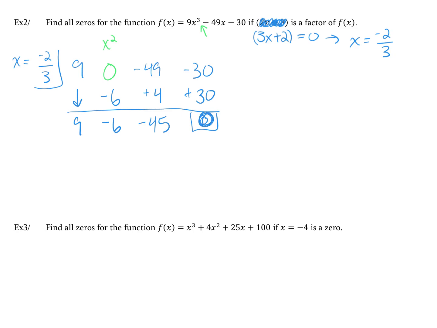So we knew from the beginning, with a little bit of work, that x equals negative 2/3 is a 0. And now we have this polynomial down here. And if we wanted to interpret that, that would be 9x squared minus 6x minus 45 equals 0.